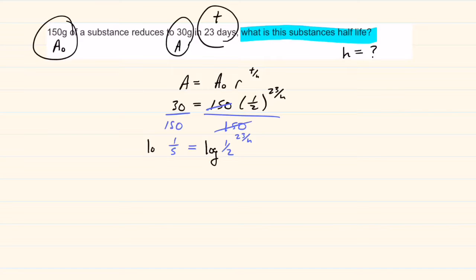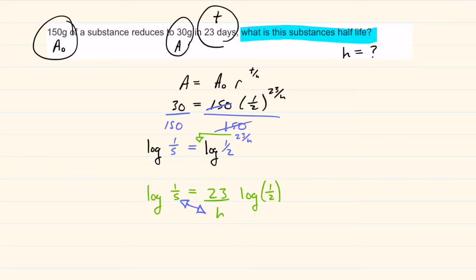I'm going to take the log of both sides. So I'm going to get log of 1/5 equals the log of a half to the power of 23 over h. Roll down that exponent. So I get the log of 1/5 equals 23 over h times the log of a half. Because h is in the denominator, we got to move it over to the other side. So how we do that is we usually multiply both sides by log h, but then we're going to have to divide by log of 1/5 to get h by itself.